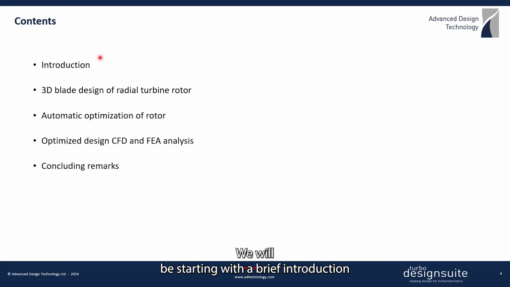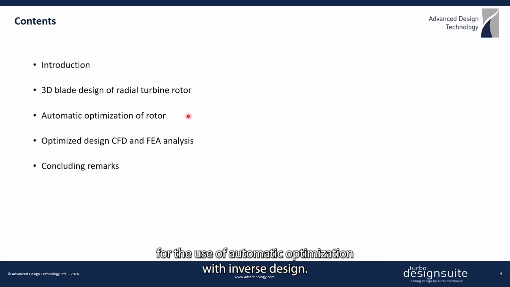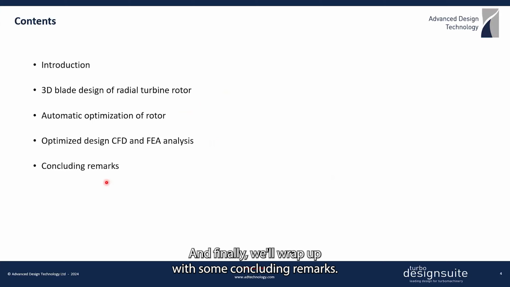We'll be starting with a brief introduction to the inverse design method and discuss the problem statement. Then we'll be looking at how the rotor of the radial inflow turbine can be designed using the 3D inverse design approach. Then we'll move to how the efficiency of the rotor can be enhanced while ensuring structural integrity through the use of automatic optimization with inverse design. And of course, we'll evaluate the aerodynamic and mechanical performance of the turbine based on CFD and FEA analysis. And finally, we'll wrap up with some concluding remarks.